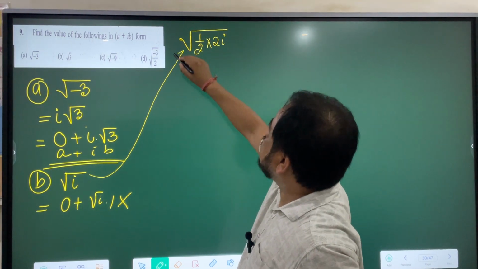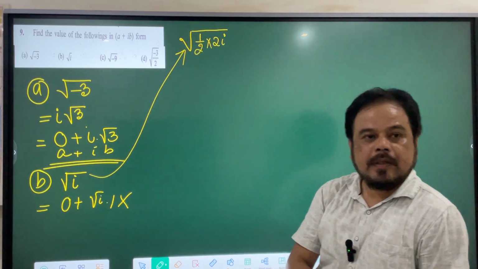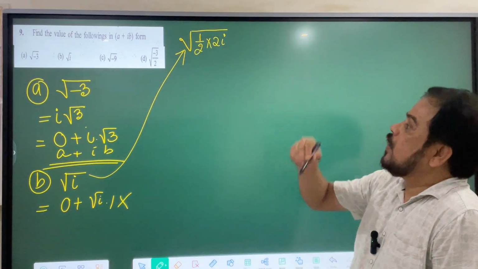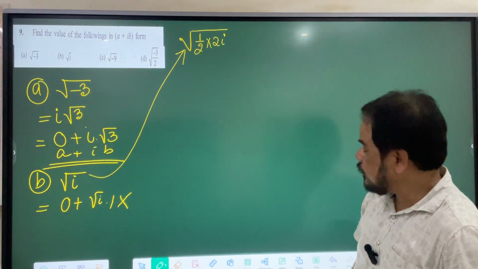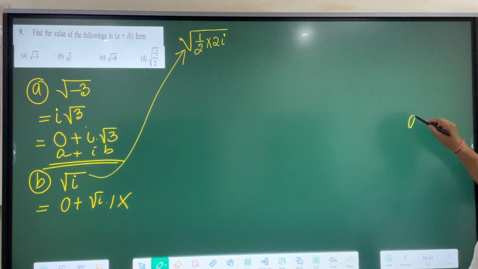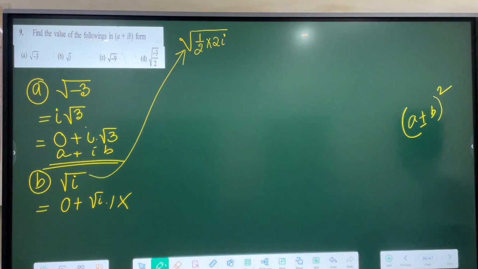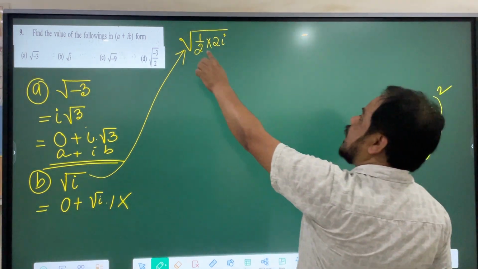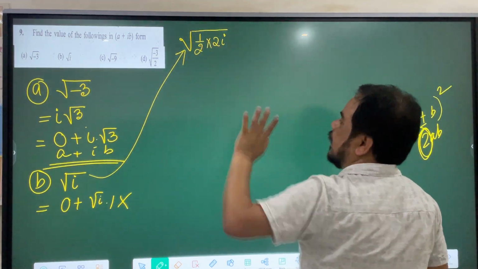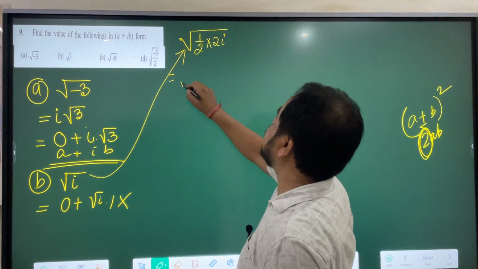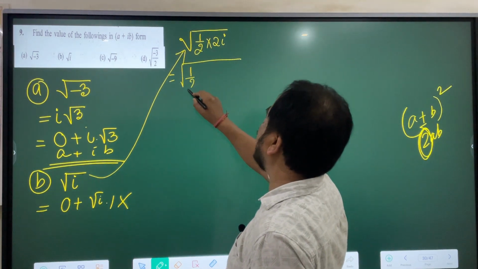This one and this one are the same. Why is it done like this? See, in order to get either a plus b whole square or a minus b whole square, we need 2ab. That means 2 is required. So in order to get 2, 1 by 2 is multiplied. Now 1 by 2 will go as it is. We will think later about 1 by 2.